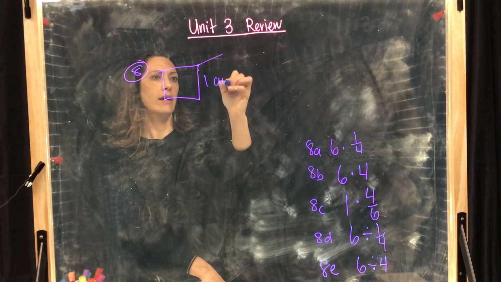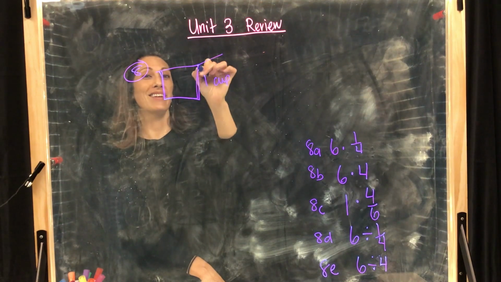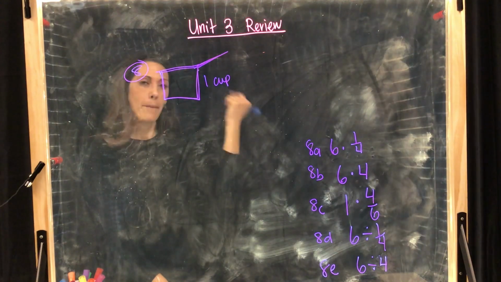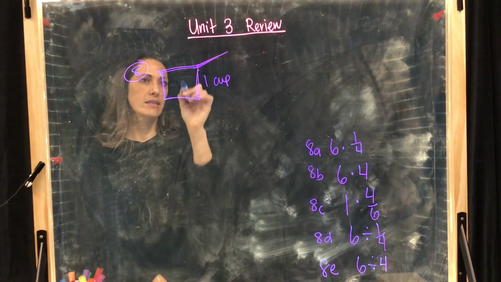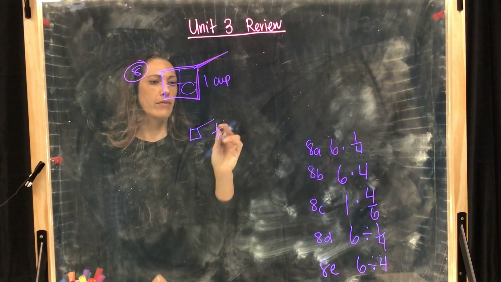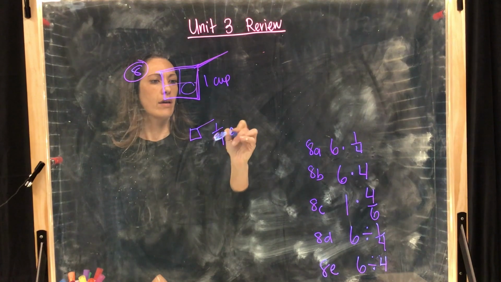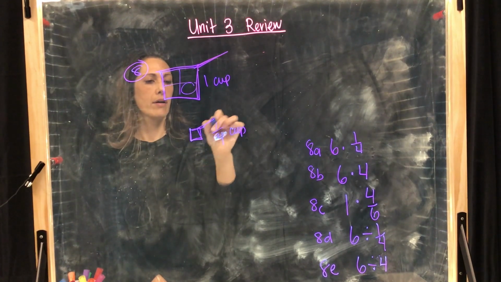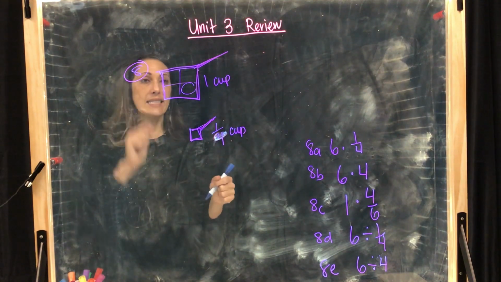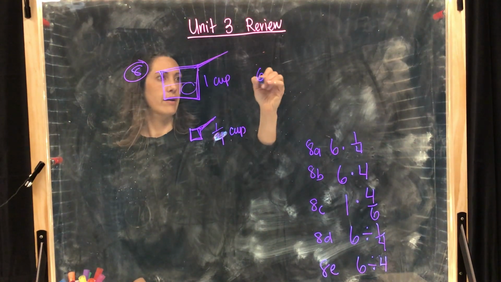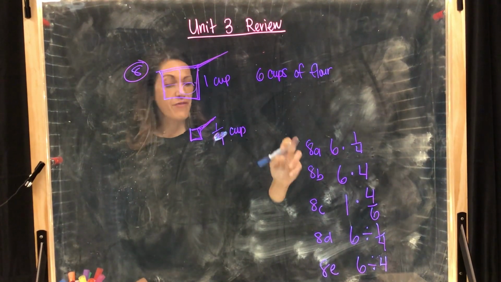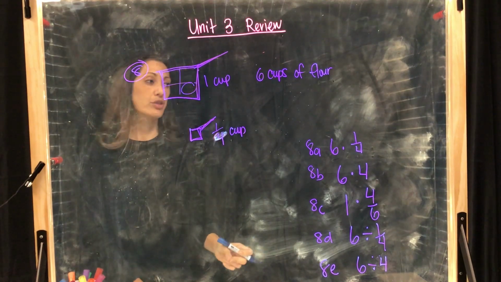This is 1 cup. You can already tell I'm very bad at drawing, okay? That's a 1 measuring cup, but Juan doesn't have that. He only has 1/4 of that, okay? So he's got the little one, 1/4 of a cup, okay? And the question says, how many times do I have to use that 1/4 to get to 6 cups of flour for his recipe? I have to figure out which of these I can use to determine that answer.